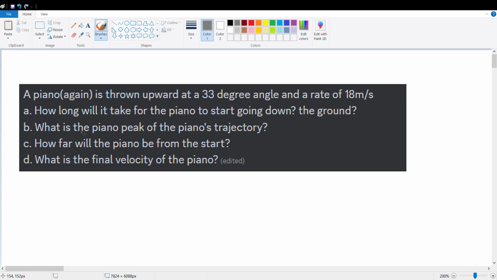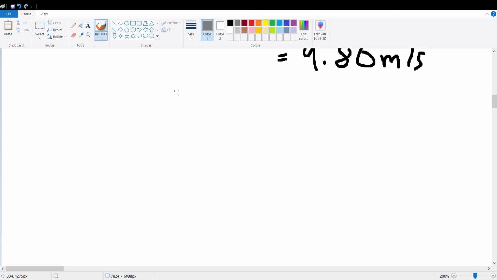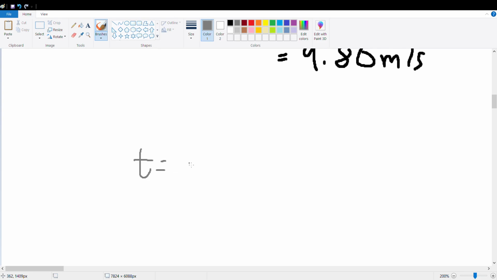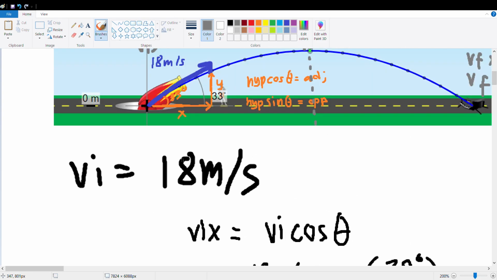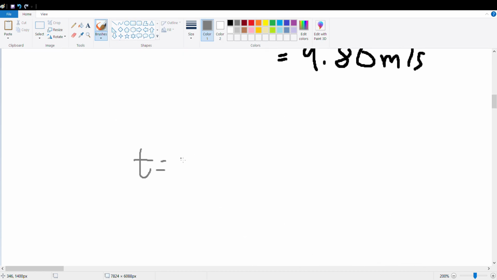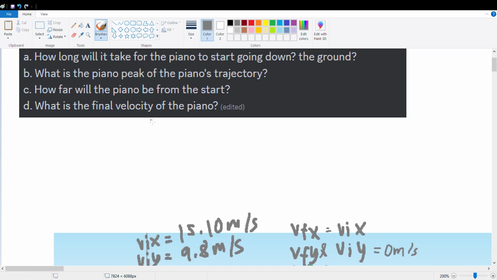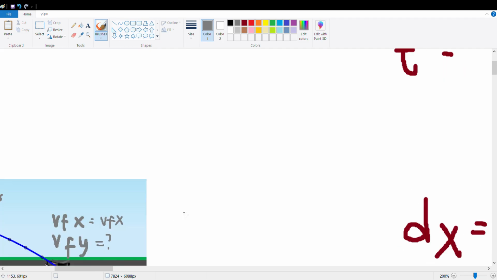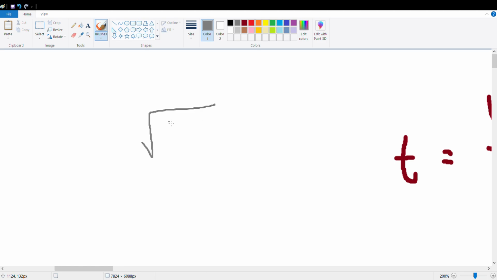How long will it take for the piano to start going down to the ground? We are going to use a different formula this time, and the reason is we only had a 0-degree angle on the horizontally launched projectiles, but now we have a degree here, so we're going to do a different one. And as with the other one, we only use the square root if the Vi is equal to 0, which our Vi is not.